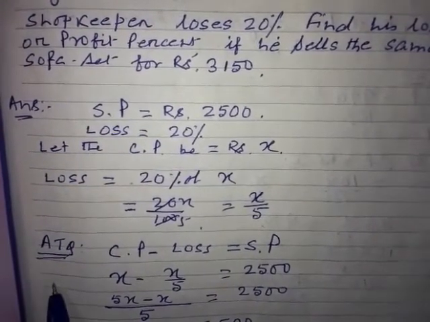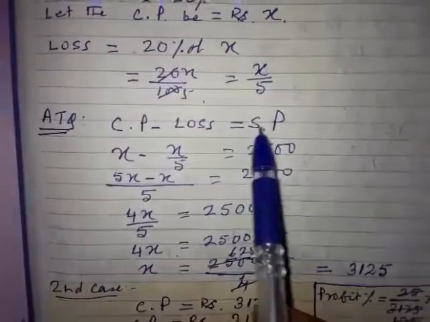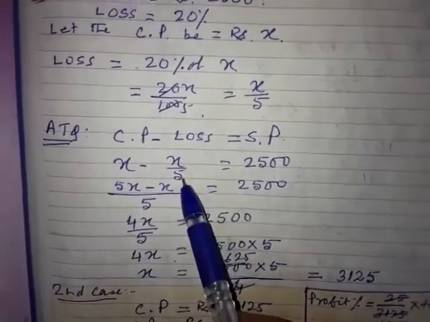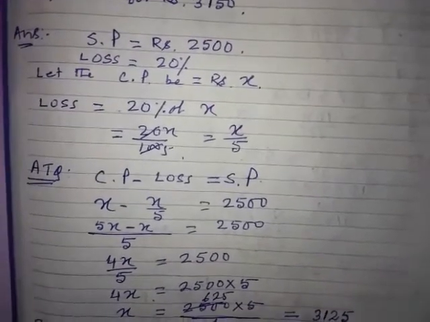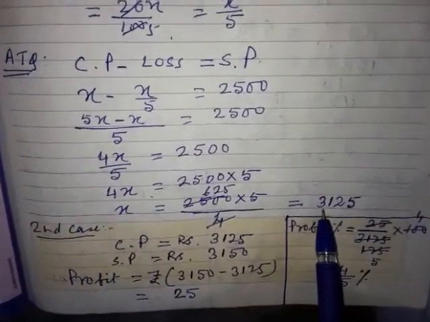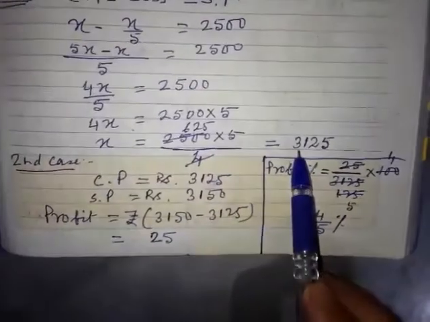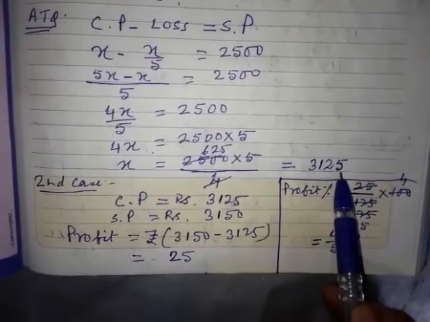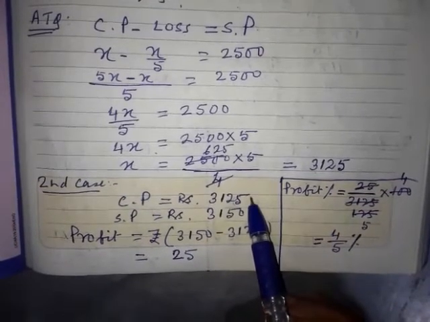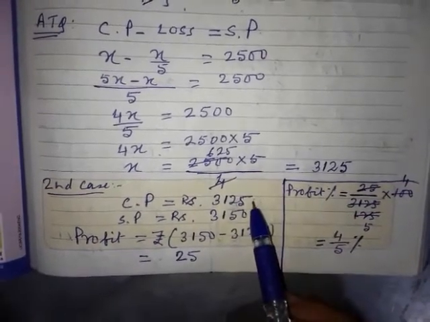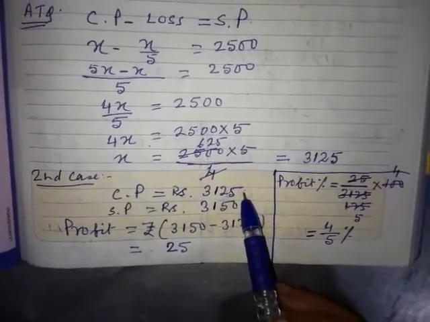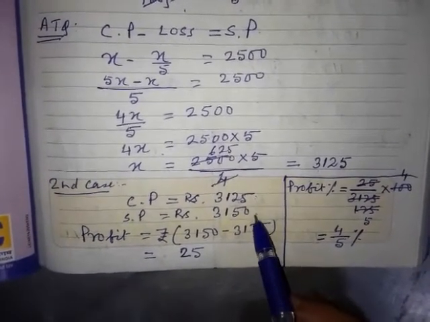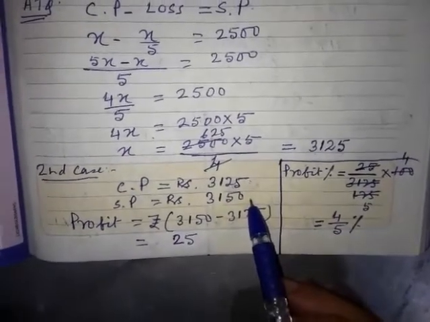Now if you come to the question, CP minus loss equals SP, all of us know. So put the value of CP, put the value of loss. After doing the calculation, you get the value of X equal to 3125. So this 3125 is the CP. Now what is happening in the second case? In the second case, you bought for 3125 rupees, and the same sofa set you sold for 3150.